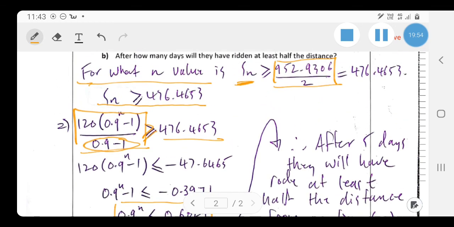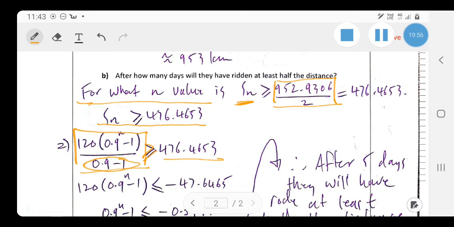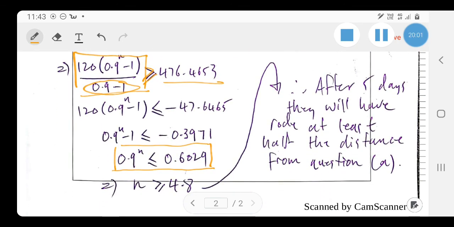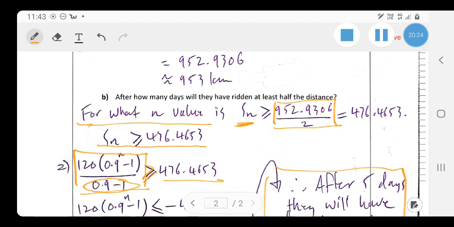But we were asked after how many days will they have ridden at least half the distance, not how many partial days. So they get to exactly half that distance after 4.8 days, but we've been asked for a whole number of days. So we round up. And our conclusion is that after 5 whole days, we can say that they will have ridden at least half the distance from question A. And that is it.